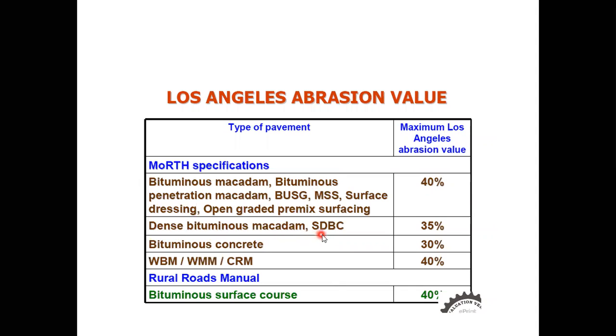If you are going with dense bituminous macadam, semi-dense bituminous macadam, the maximum value is 35%. If you are going for bituminous concrete, which is the superior quality top layer, the maximum abrasion value is 30%, if it is more than that you can't go. For WBM, WMM, CRM it is 40%, and for Rural Road Manual bituminous surface it is 40%. So these are some IRC recommended values.